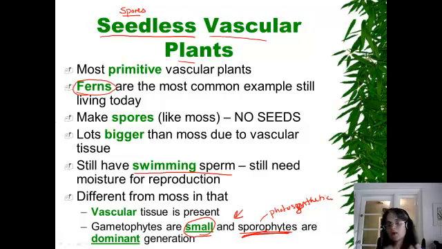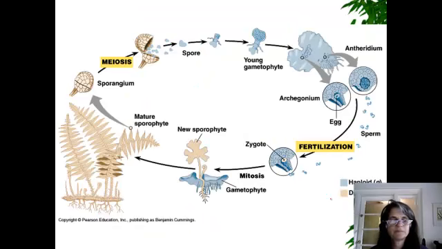So there's a difference in the way the life cycle is going to appear to us. We're not going to notice the gametophyte. The sporophyte is going to be the big one, whereas it was the opposite with the moss. All right. This is a quick look at a life cycle of a fern and how it's similar to but different from the moss.